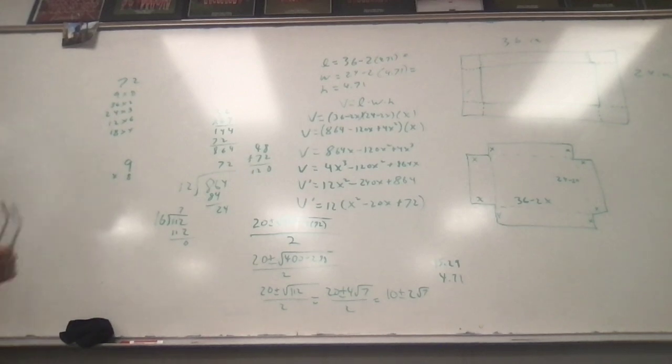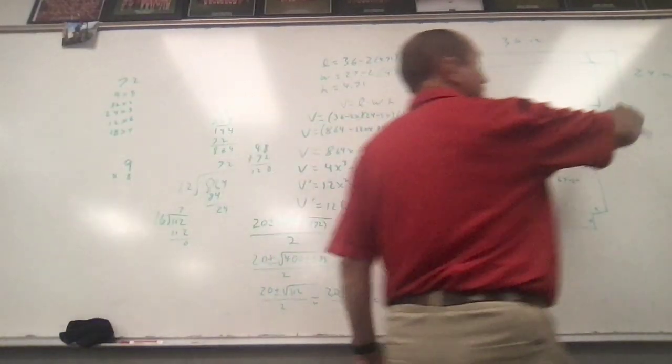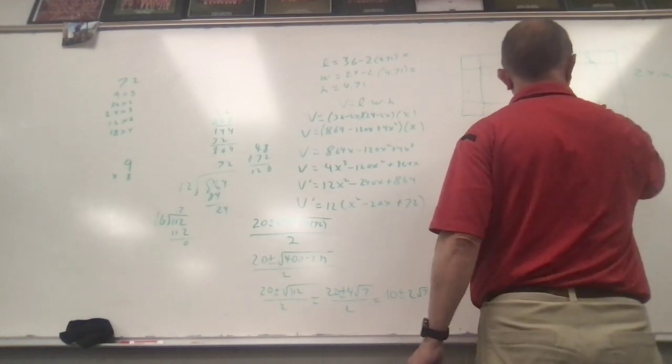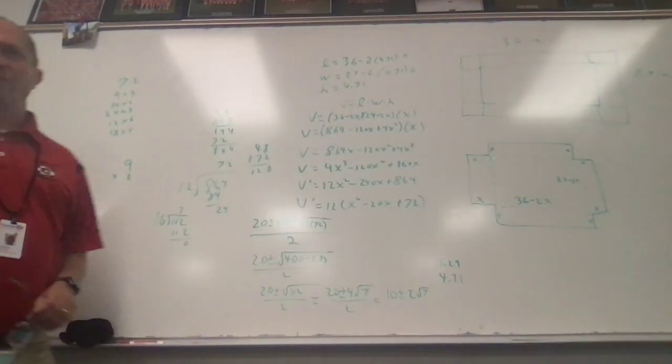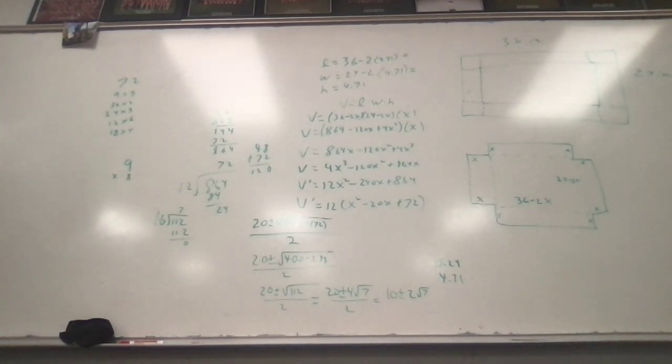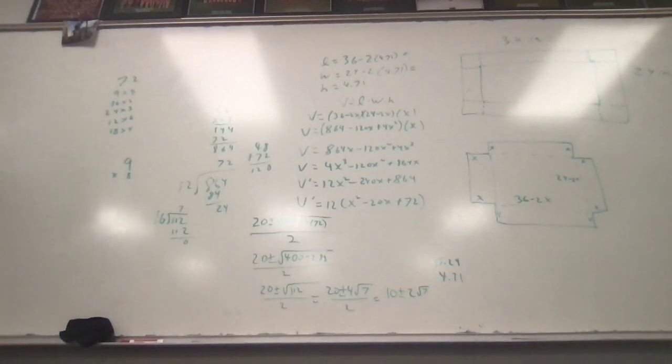You don't have a volume, you just got a flat piece of board, right? Or the other endpoint would be if you let x equal 12. But if you have x equal to 12, you just got everything cut away. So you've again got a volume of 0. So that value would be what we would be looking at as the solution.